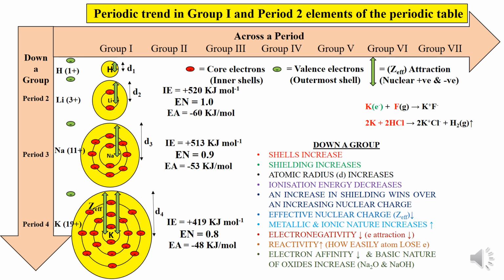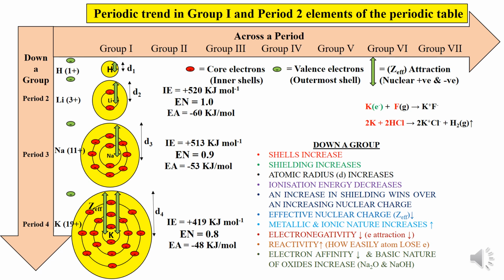And therefore it reacts with fluorine to form potassium fluoride. And electron affinity decreases going down the group. This is because of shielding, which I explained in the beginning. There are two aspects of shielding.